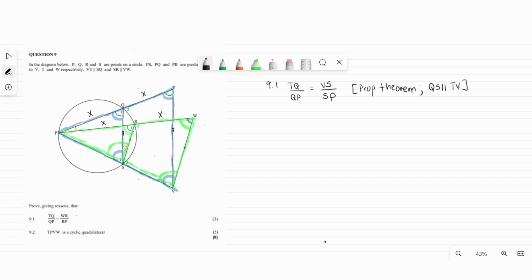Now we're moving to the green triangle. We know that WR divided by RP is equal to VS divided by SP. The reason is the same, the proportion theorem. Stating the parallel lines, SR is parallel to WV. So what do we see? We see that we have a common equals sign, meaning we can equate these two. Therefore TQ divided by QP is equal to WR divided by RP, and we're done proving the first question.